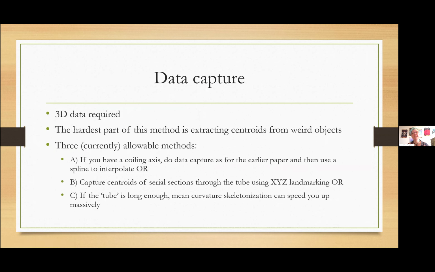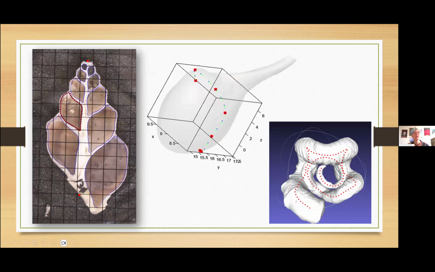The third way, which is kind of the new way, which is why I was swearing at my computer earlier today, is if your tube is long enough, so if you have a snail with a couple of whorls, or you have an ammonite, something like that, you can use a technique from computer science called mean curvature skeletonization, which will speed you up massively.